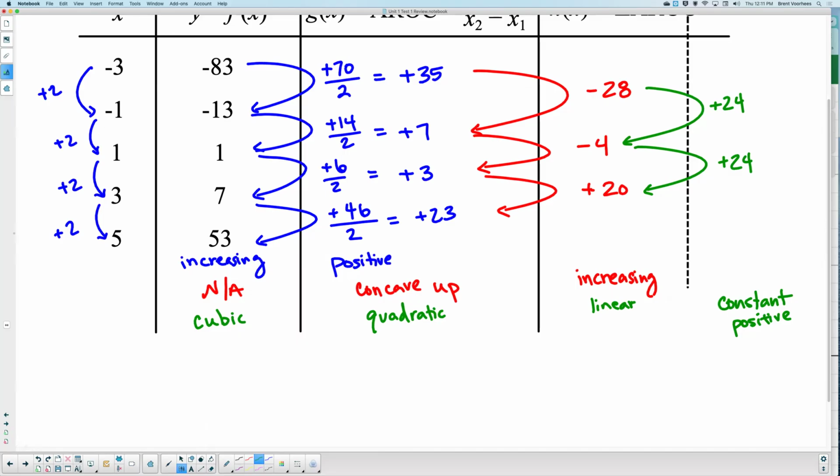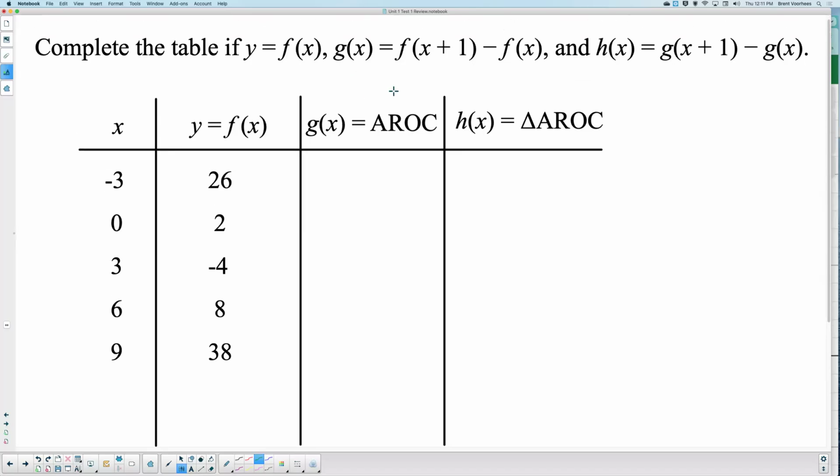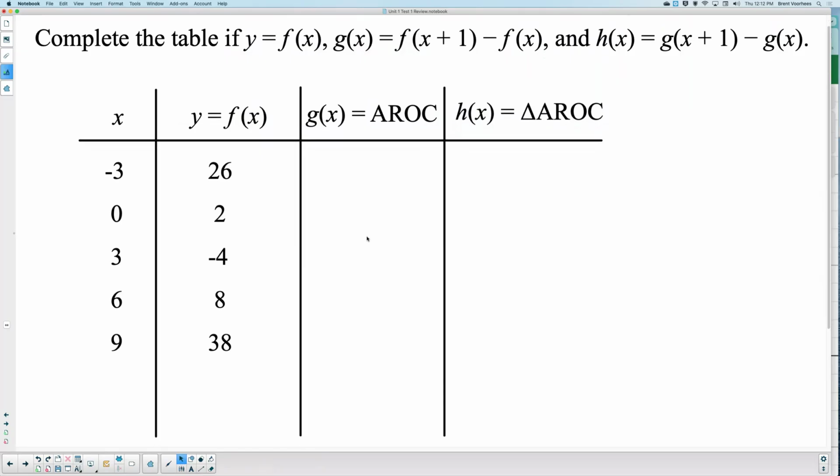Any questions over that one? All right, I'm going to pause it here or stop it here. Now, one more time, we're going to work out one of these tables. So I have it written in again up here, just so everybody's aware. If you see that y equals f of x, and then g of x equals f of x plus 1 minus f of x, what is that telling you about g? G is a rate of change. And then over here, if h of x equals that, what is that telling you about h? Change of a rate of change. So I just want to make sure you're aware of those symbols. That's what they mean. So now let's go through and work this one more time.